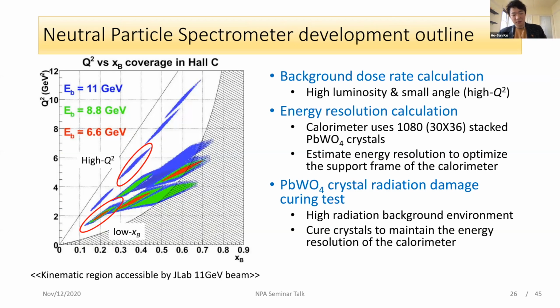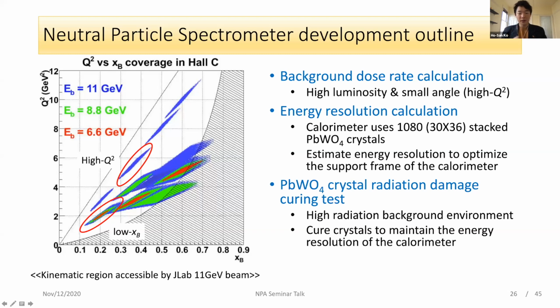So this is the next section where I talk about the neutral pion particle spectrometer development for the upcoming Hall C experiment. On the left plot, we see a similar kinematic region accessible by the 11 GeV electron beam. And this time, these areas are covered by Hall C experiments. The different colors mean different beam energies. So at a fixed kinematic region, we will change the beam energy to perform this Rosenbluth separation.